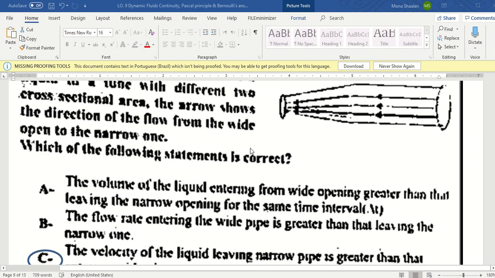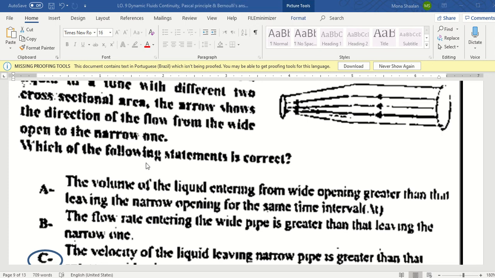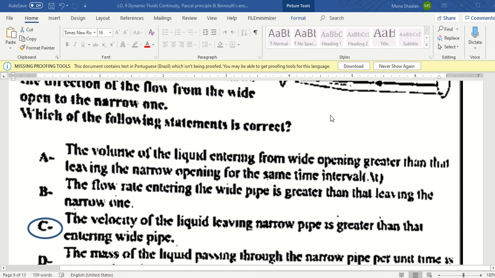Which of these statements is correct? Read this first. The volume of the liquid entering from the wide opening is greater than this. Of course not. The volume flow rate is a constant. The flow rate entering the wide pipe is greater than that of the narrow pipe. Of course, this is not correct, as the flow rate is constant and there is conservation of mass.